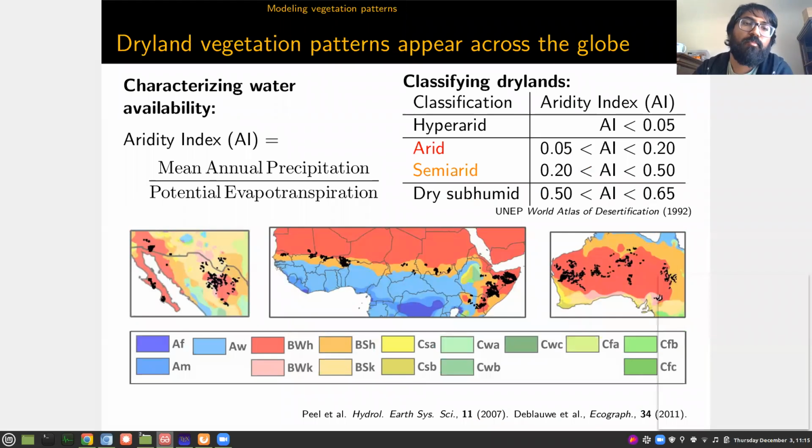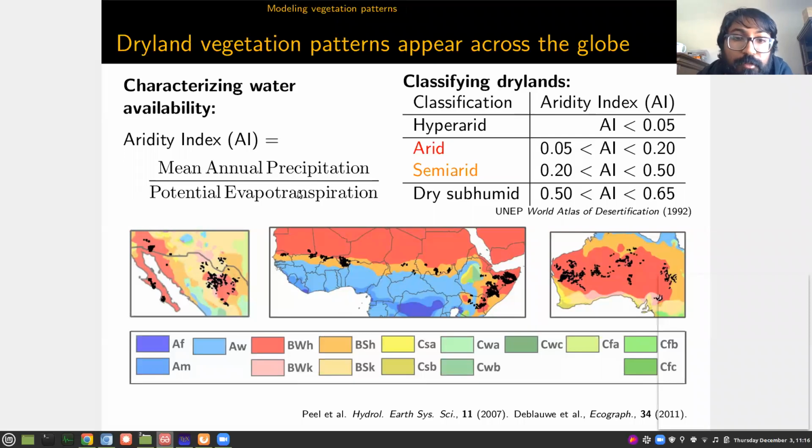Okay, and so a little bit more when we're talking about drylands, as I said, they're characterized by a deficit of water, and we can measure this in terms of something called the aridity index. This is the mean annual precipitation divided by the potential evapotranspiration. So what we're doing is getting how much water is coming into the system divided by how much water it could use if it had all the water available to it.